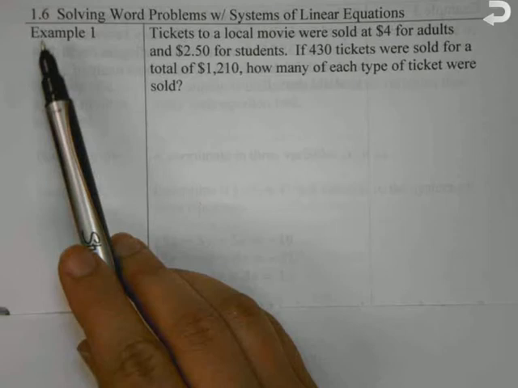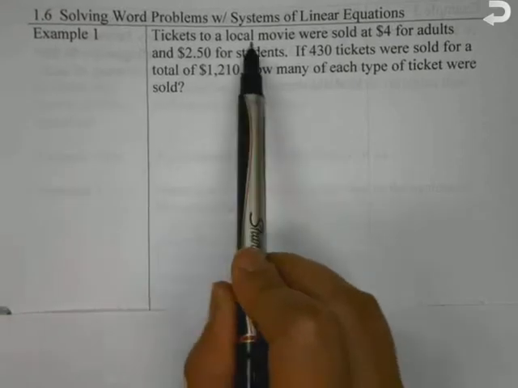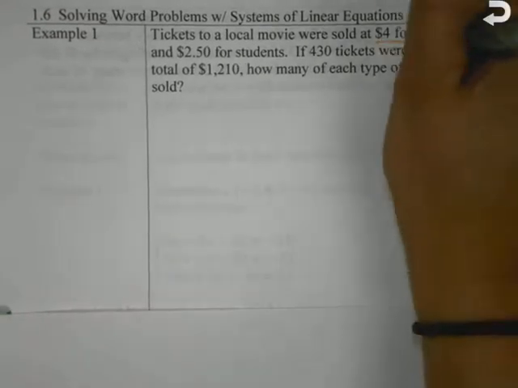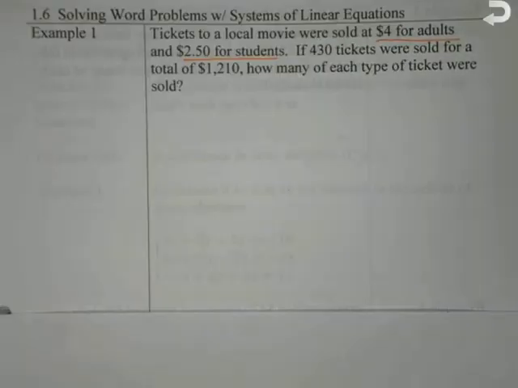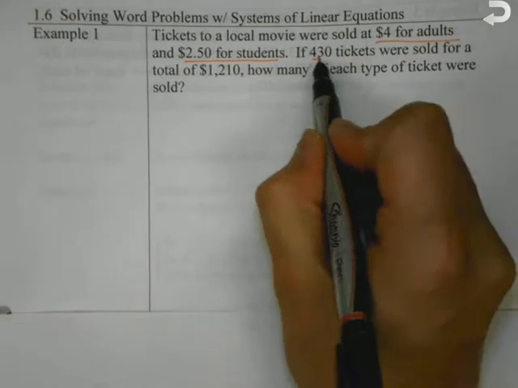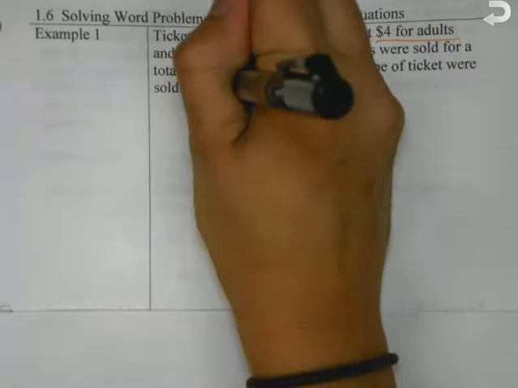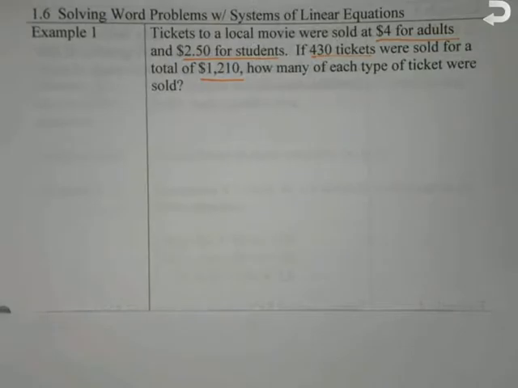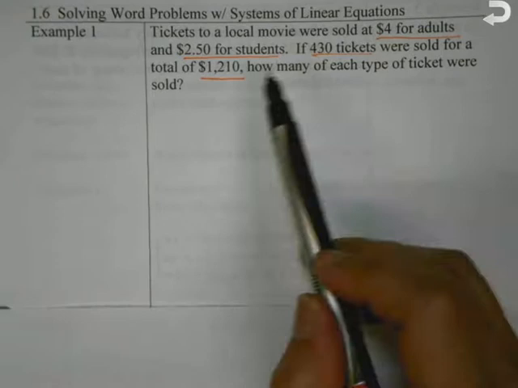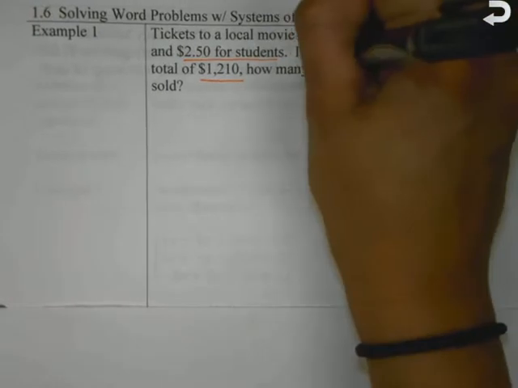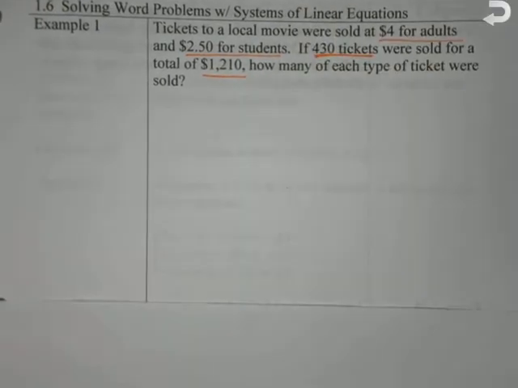So for example 1, tickets to a local movie were sold at $4 for adults, $2.50 for students. If 430 tickets were sold for a total of $1,210, how many of each type of ticket were sold? So what is it that we don't know? What are our unknowns here? The number of adult tickets and the number of student tickets. So we have to define those variables.